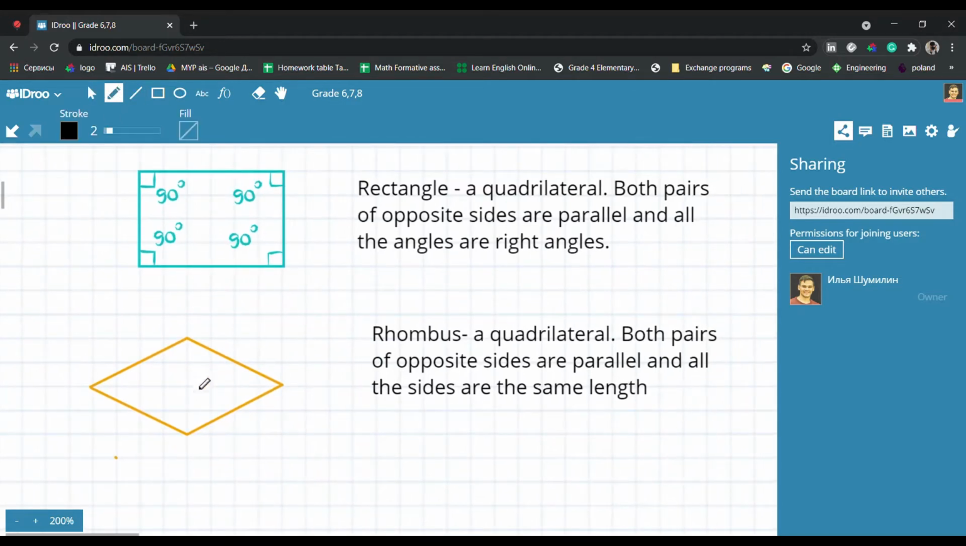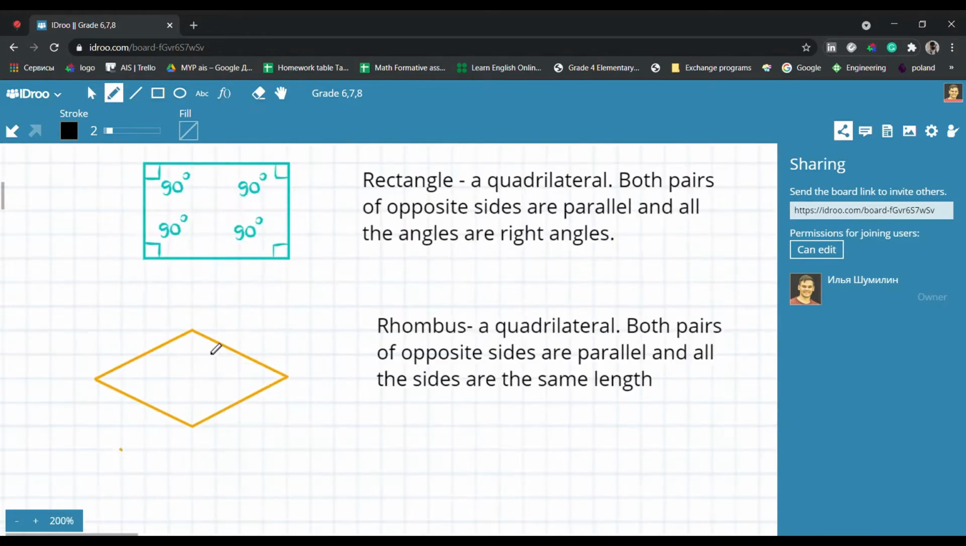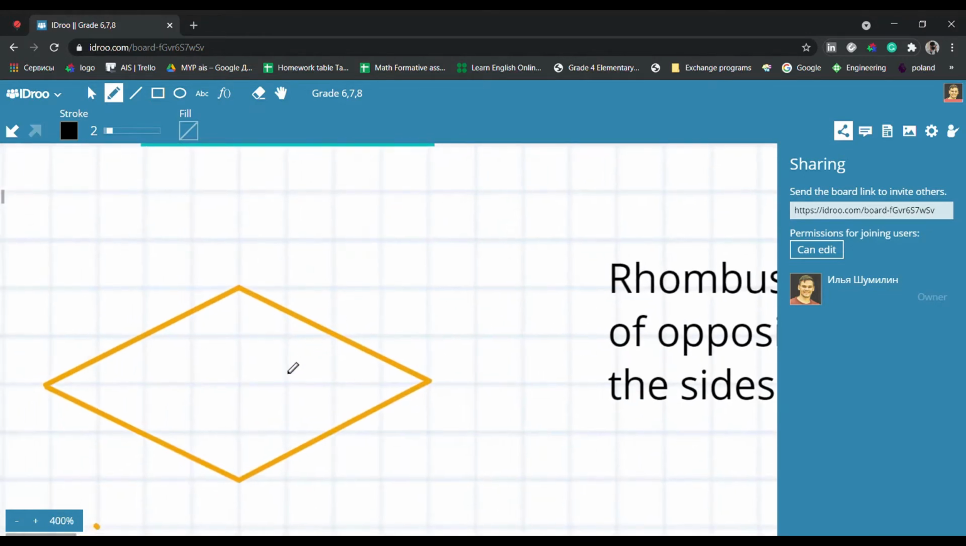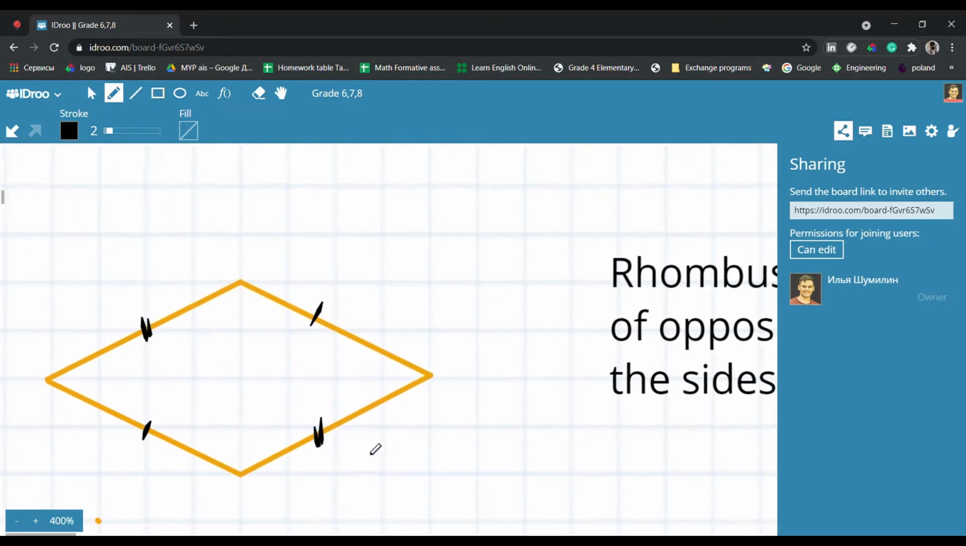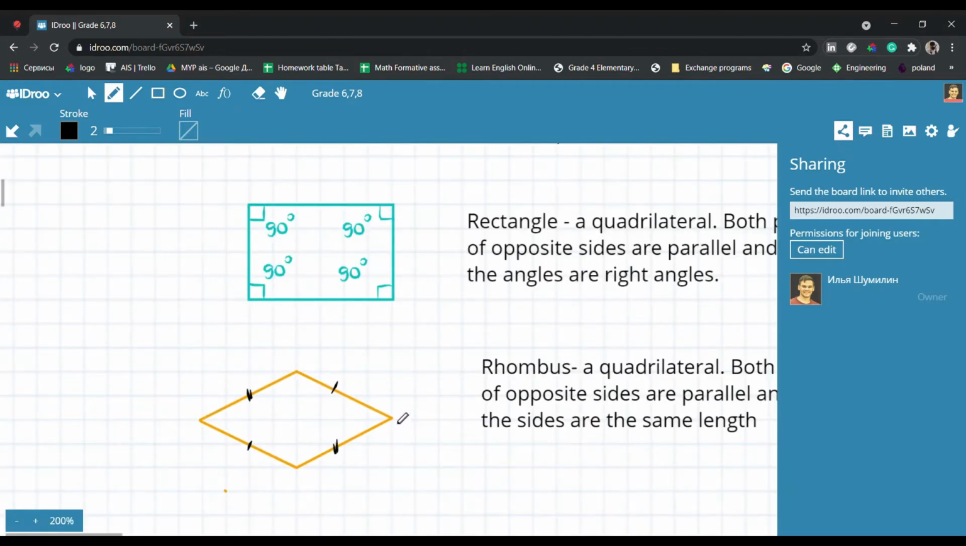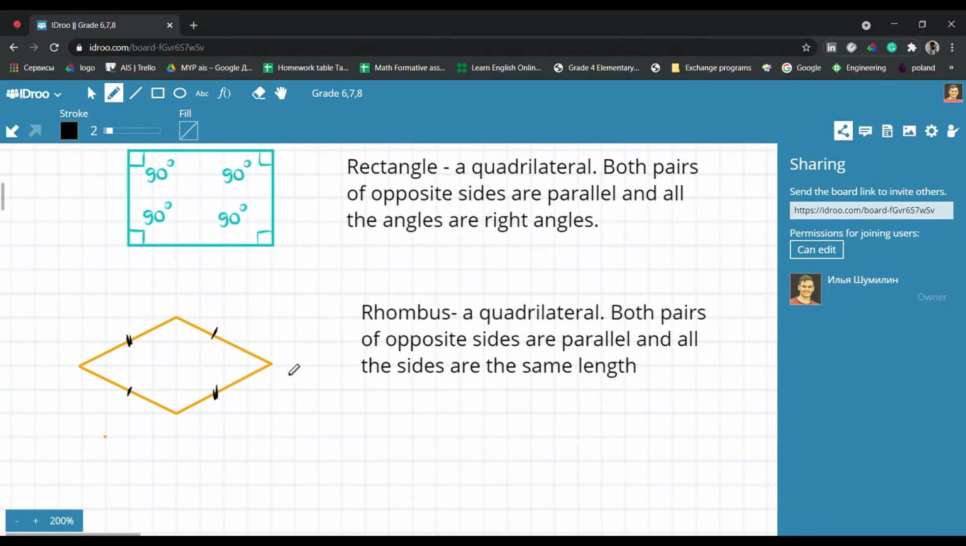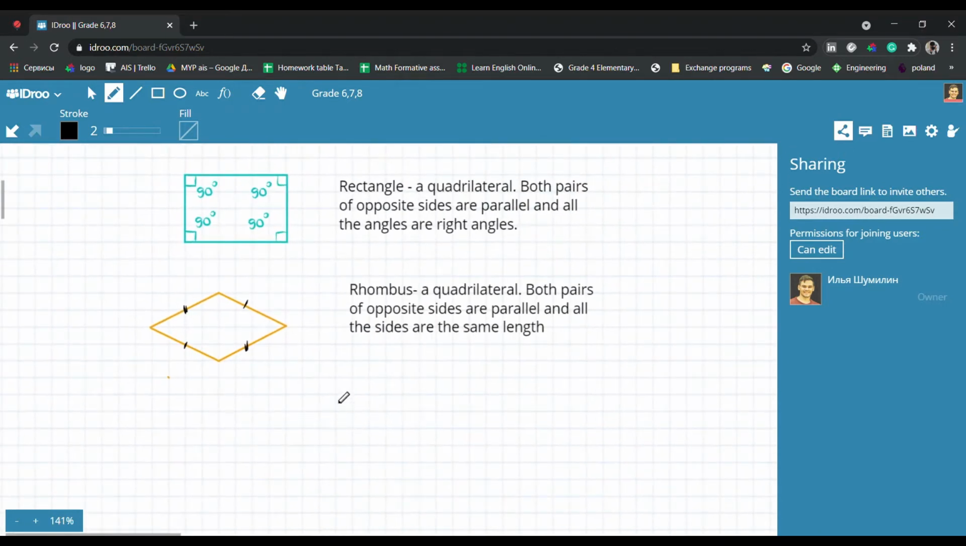Don't forget, those sides are equal. We can show the equal sides with a special sign on the picture. You see? One mark means that those sides are equal. Two marks mean that those sides are equal. I think it's easy. All right, rhombus. We finished with rhombus. Let's go further.